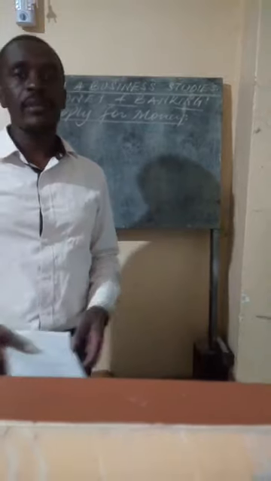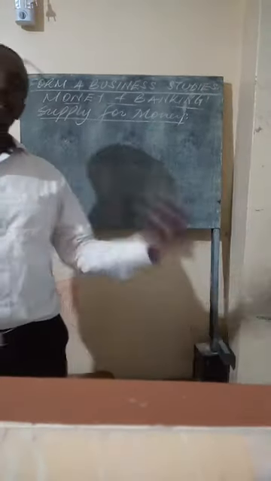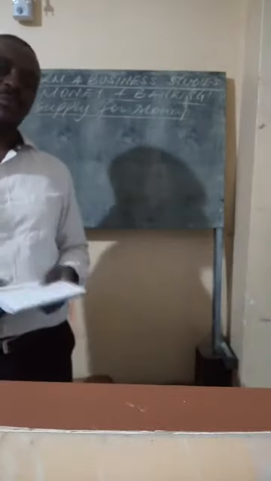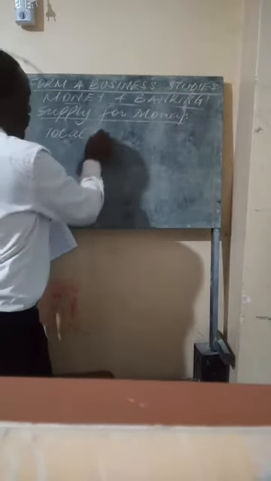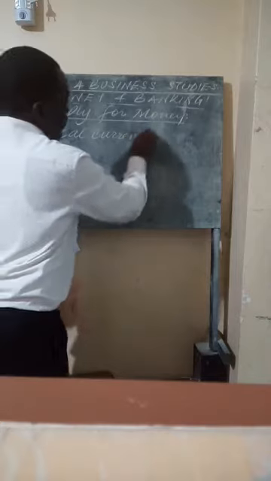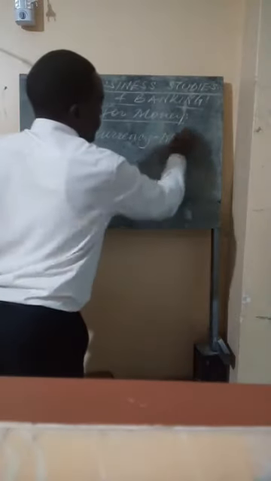So when you're talking about supply for money, we are simply talking about the amount of money that will be in circulation, that will be available for use at any one given point in time. So this supply basically is just representing the amount that is available for use. And here we are talking about the total currency in the hands of people. So notes and also coins people have in their hands.